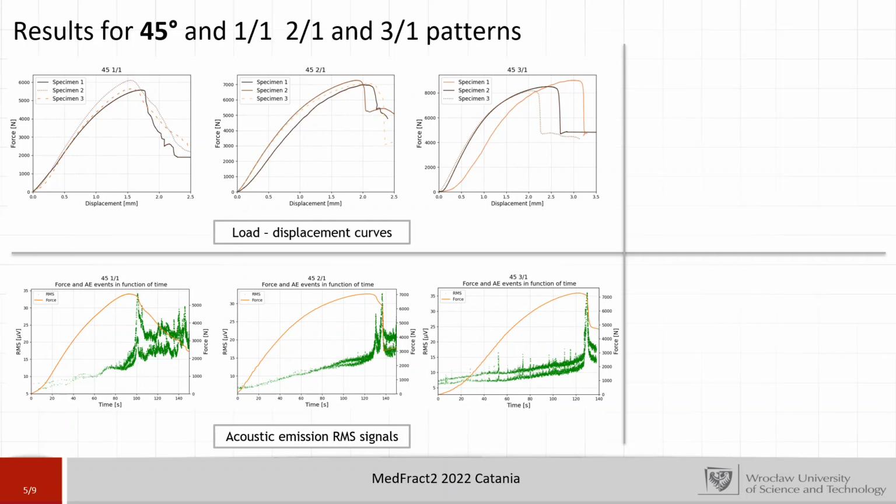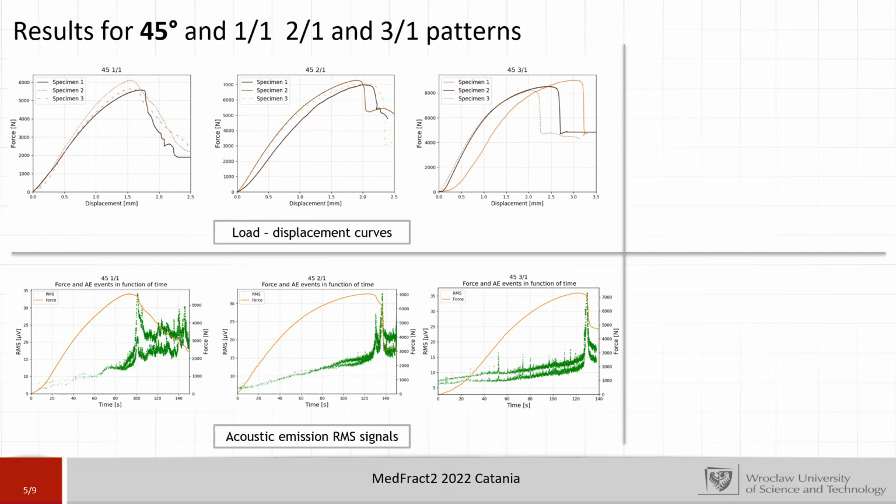We can see for the exemplary curves that in the case of 45 degrees, the signal was very low up to the maximum force, when we had a huge rise of signals, so a huge amount of events occurred. So different cracking and different failure modes occurred also.